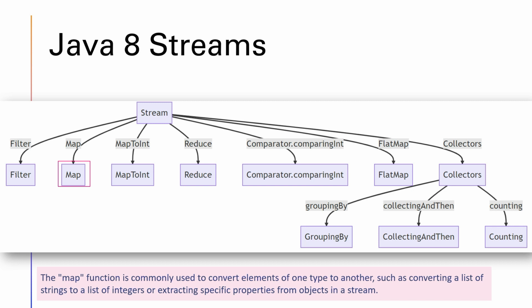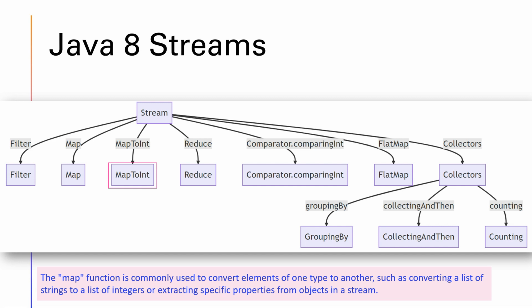As you know, a map is used to transform the elements, right? Suppose I have a list of strings and I want to transform a list of strings to a list of integers, one state to another state, or one stream of elements to another stream of elements, then I can use the map. In the same way, there is another one, mapToInt.